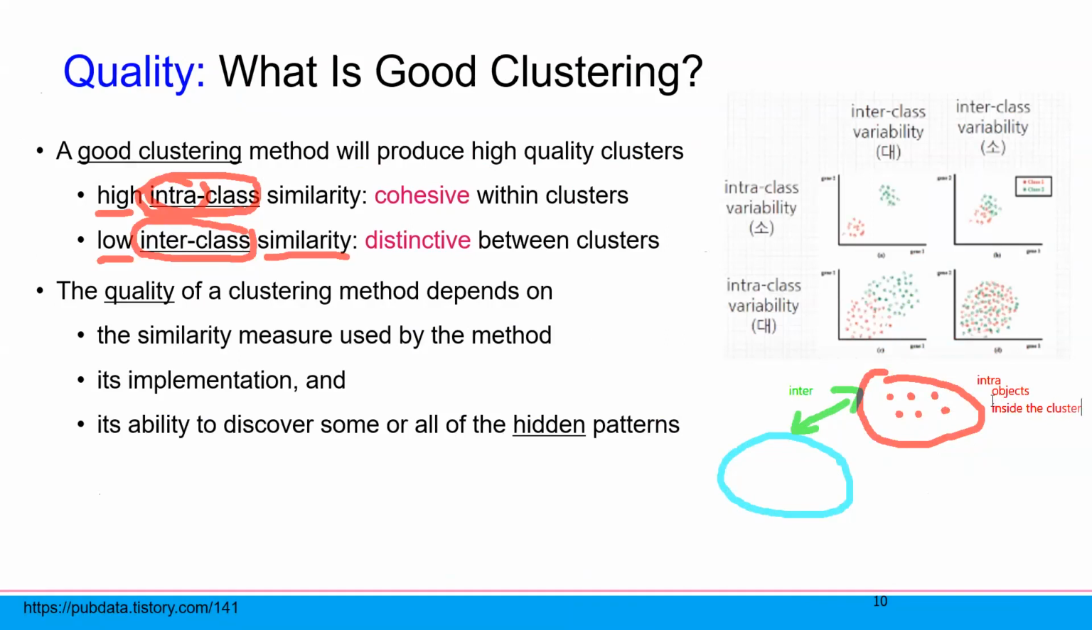Okay. Now you can see the word cohesive. Cohesive within clusters means how they are related in the cluster. But if it is low inter-class similarity, it is distinctive between clusters. So they are different. Between red and blue, they are different.